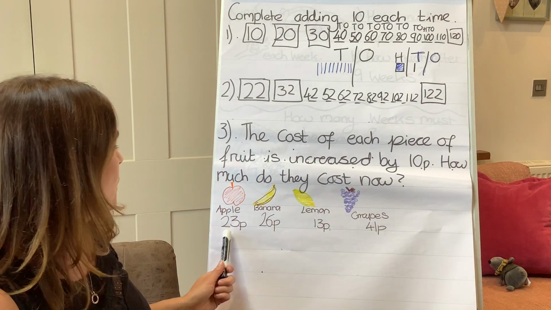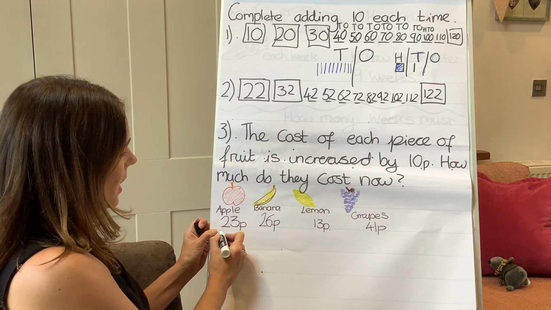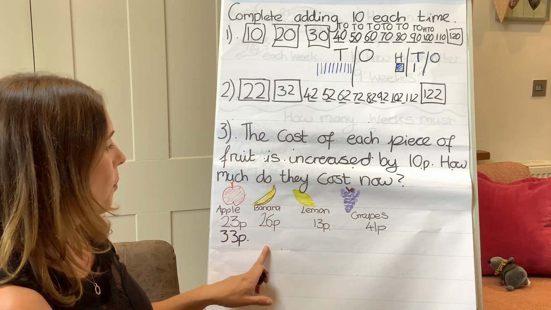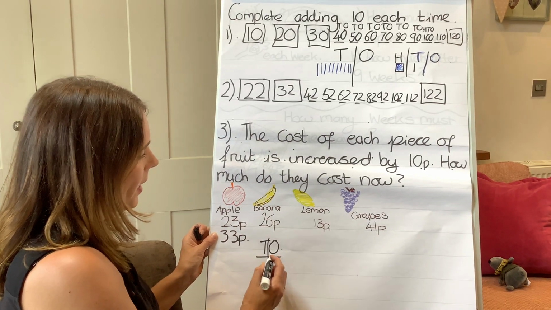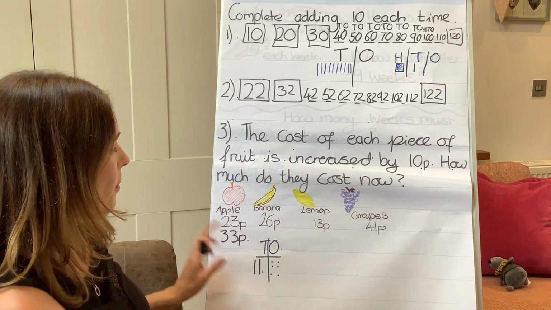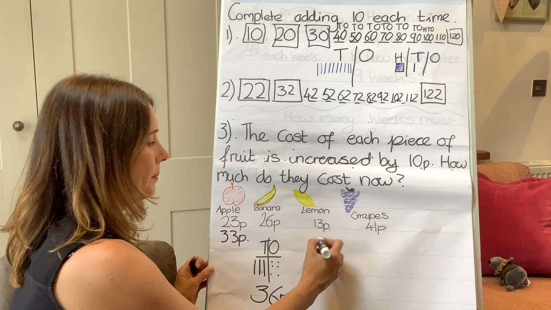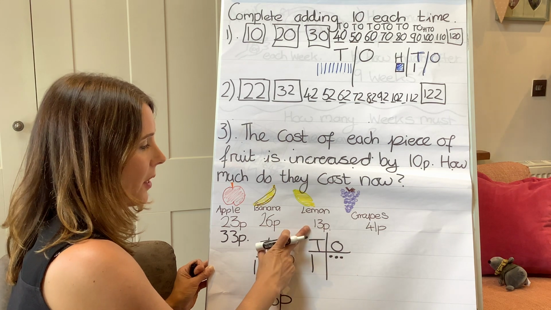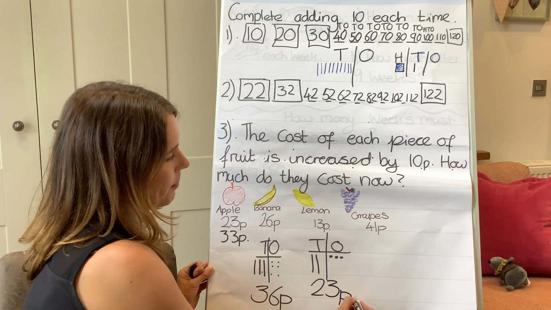Okay, so 23 pence for the apple. If you add 10 pence on more, it's just the tens column that's going to change. One more 10 is going to be 33 pence. With the banana, we've got 26. So if you think of our tens and ones, we have got 10, 20 and 6, and we're going to add on one more 10, so now we have got 36 pence. The lemon, we have got 1 10 and 3 ones making up 13. We add on another 10 and now we have got 23 pence.